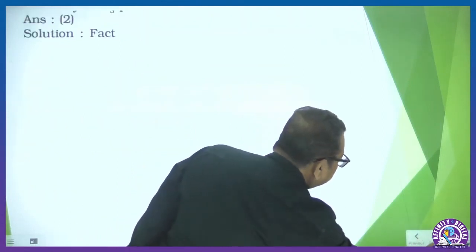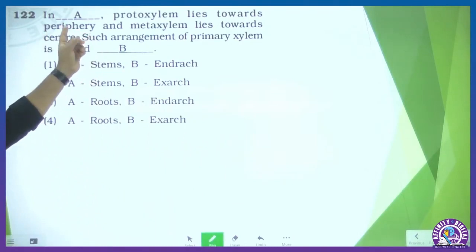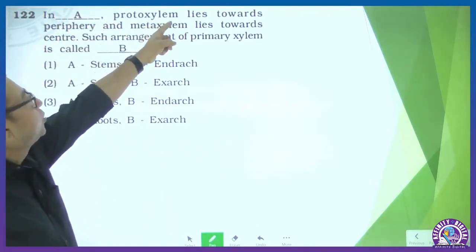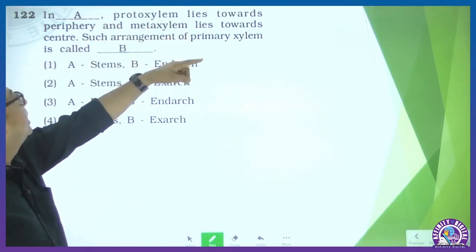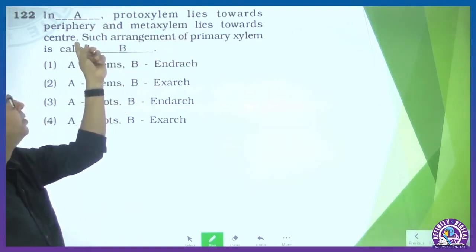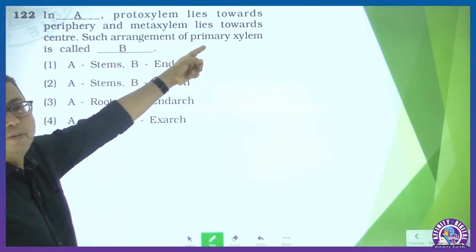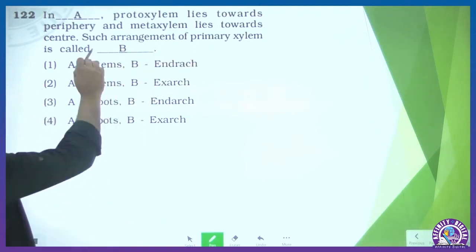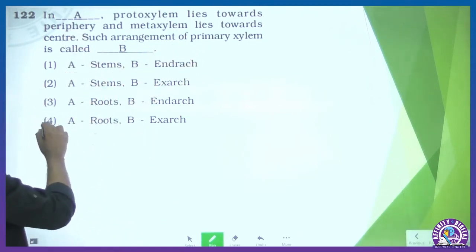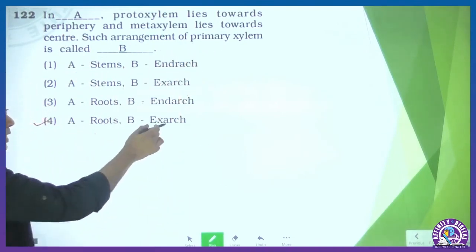Okay, let us move on to the next question. Question number 122. In kya hoga? Blank. Protoxylem lies towards the periphery and metaxylem lies towards the center, matlab towards the pith. Such an arrangement of primary xylem is called what? So A hoga roots, such an arrangement of primary xylem elements ko bolta hai exarch.